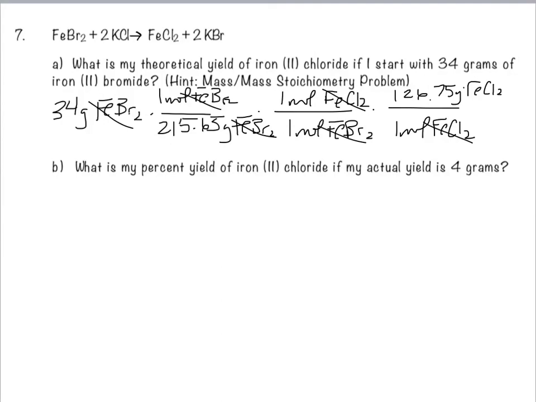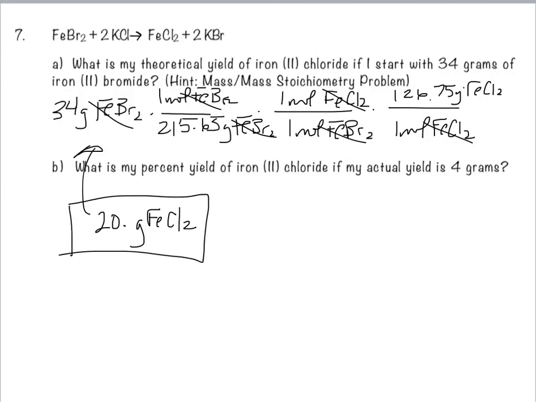you're going to find out the answer for this portion, I need to write it down here, is going to be 20 grams of iron 2 chloride. You have to have 2 sig figs because 34 has 2. You had 19.98, rounds up to 20. You must make sure that's zero significant, so put a decimal behind it.